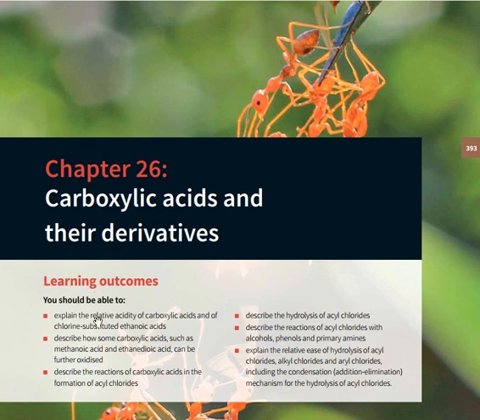We start with the learning outcomes. You should be able to explain the relative acidity of carboxylic acids and chlorine-substituted ethanoic acids. We have described how some carboxylic acids such as methanoic acid and ethanoic acid can be further oxidized. Describe the reaction of carboxylic acids in the formation of acid chlorides. We have described the hydrolysis of acid chlorides. Describe the reaction of acid chlorides with alcohols, phenols, and primary amines. Explain the relative ease of hydrolysis of acid chlorides, alkyl chlorides, and aryl chlorides.